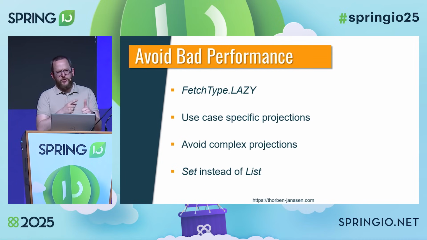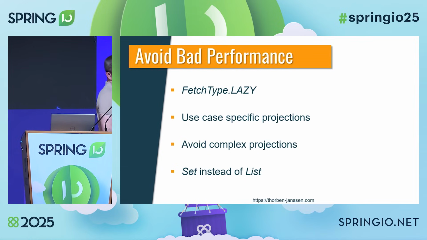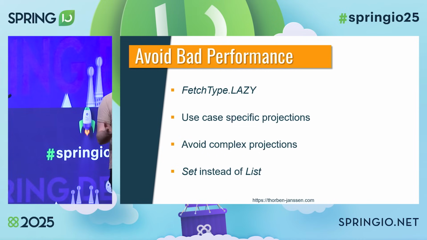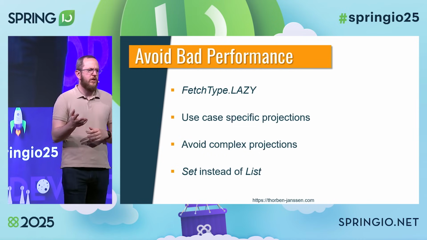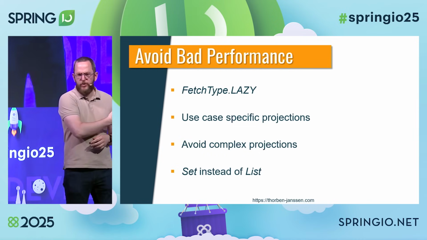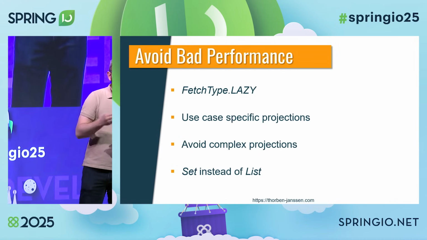So please make sure that you have the fetch type lazy on all your relationships. It's the default for to-many. For to-one, you have to set it yourself. Please use case-specific projections. With Spring Data JPA, that's extremely simple. If you just want to read data, the best thing you can do is define an interface, like we just did, but a simple one.